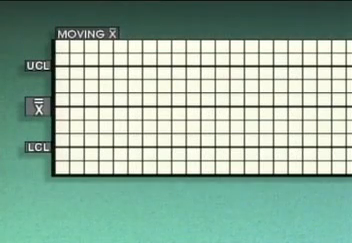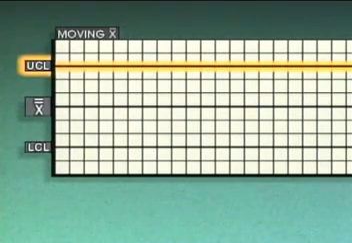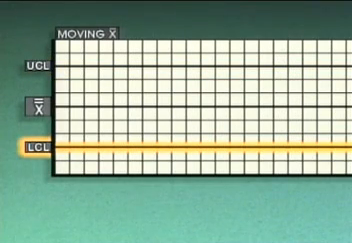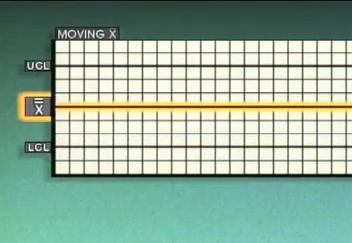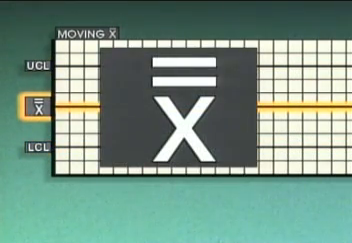This is a typical moving X-bar chart. Moving X-bar charts are often used to monitor continuous processes. Here is the upper control limit, the lower control limit, and the process center line, which is sometimes called X double bar. A moving X-bar chart is plotted using what are known as moving averages. A moving average is calculated using the most recent sample value and a specific number of previous sample values.